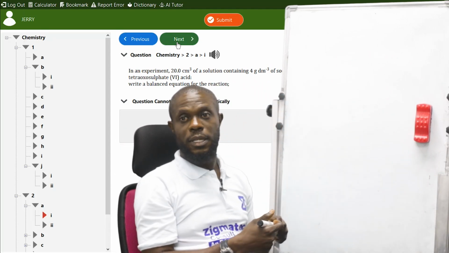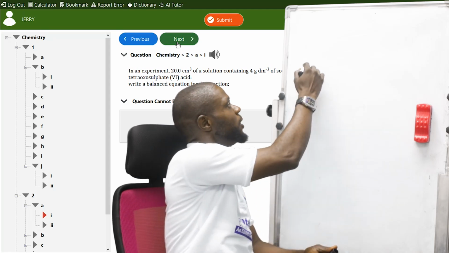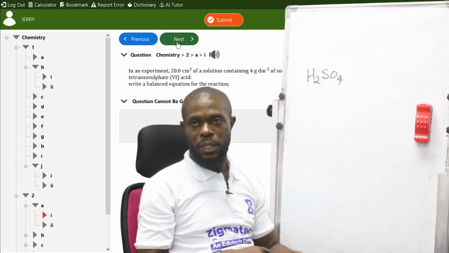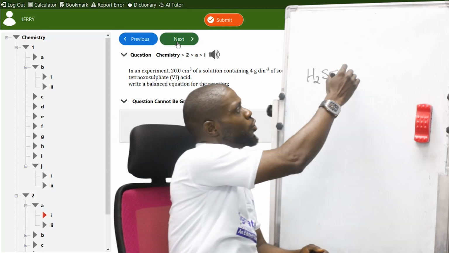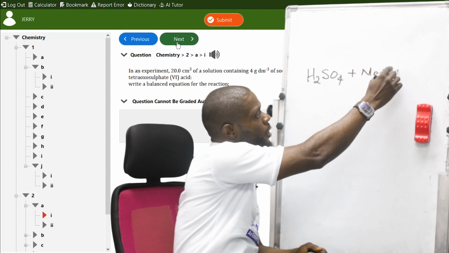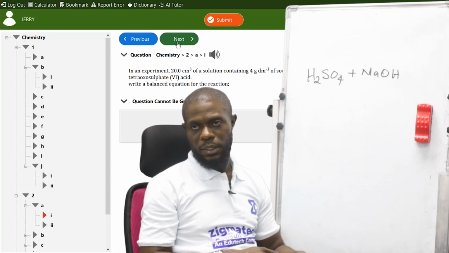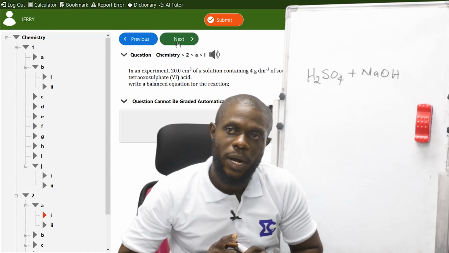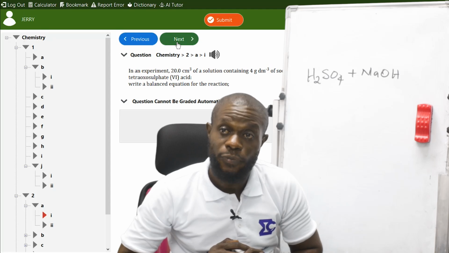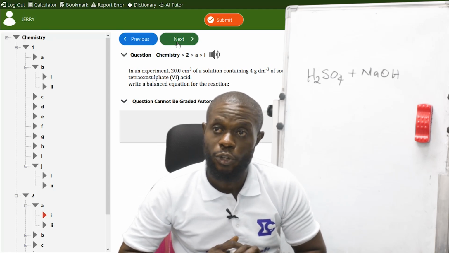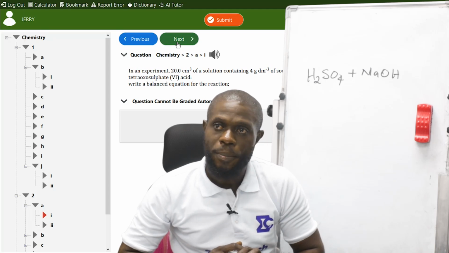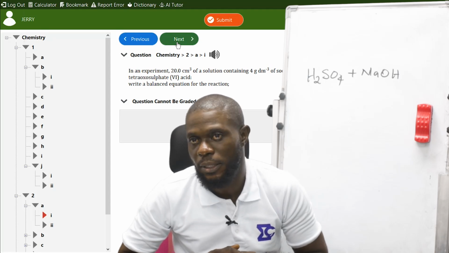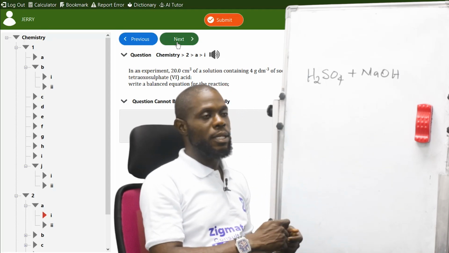First of all, they said tetraoxosulfuric(VI) acid and sodium hydroxide. They say in an experiment, 20 cm³ of a solution containing 4 grams per dm³ of sodium hydroxide was neutralized by 8.0 cm³ of dilute tetraoxosulfuric acid. Write a balanced equation.